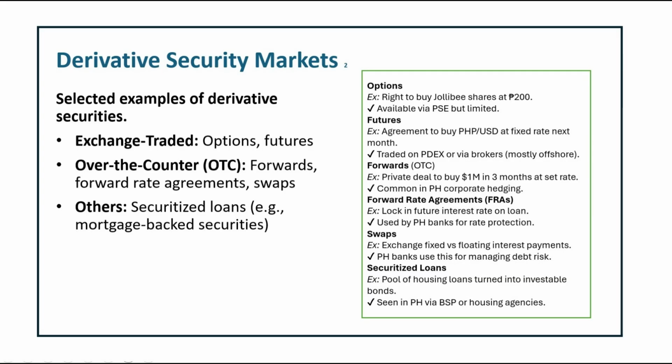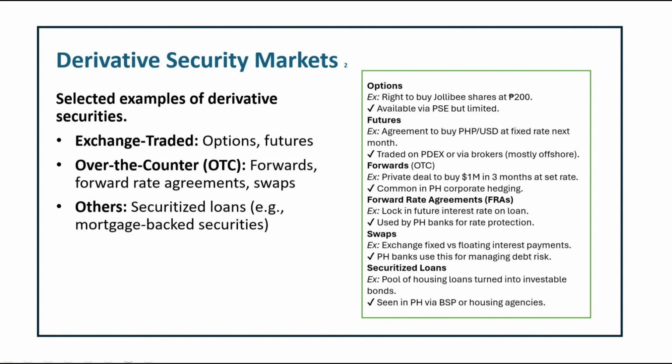Let's go over some selected examples of derivative securities. There are two main types, those traded on exchanges and those traded over the counter, OTC. Exchange-traded derivatives include options and futures. For example, an option might give someone the right to buy Jollibee shares at 200 Philippine pesos. These are available on the PSE, but are still limited in the Philippine market. Futures contracts, like an agreement to buy PHP/USD at a fixed rate next month, can be traded on platforms like PDX or through brokers, though these are mostly offshore in practice.